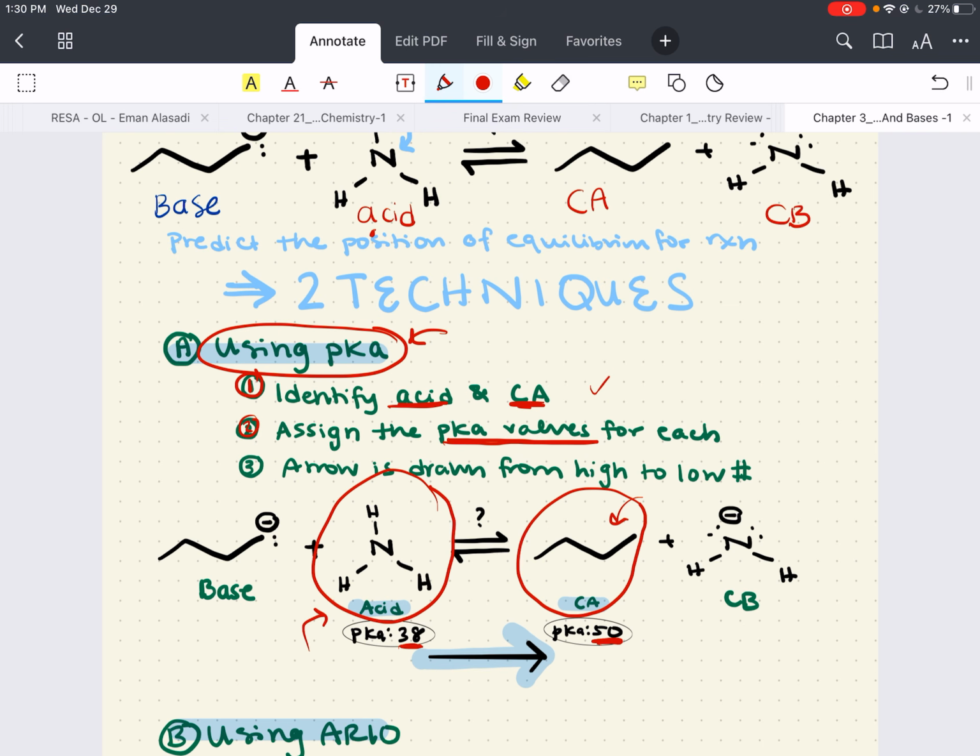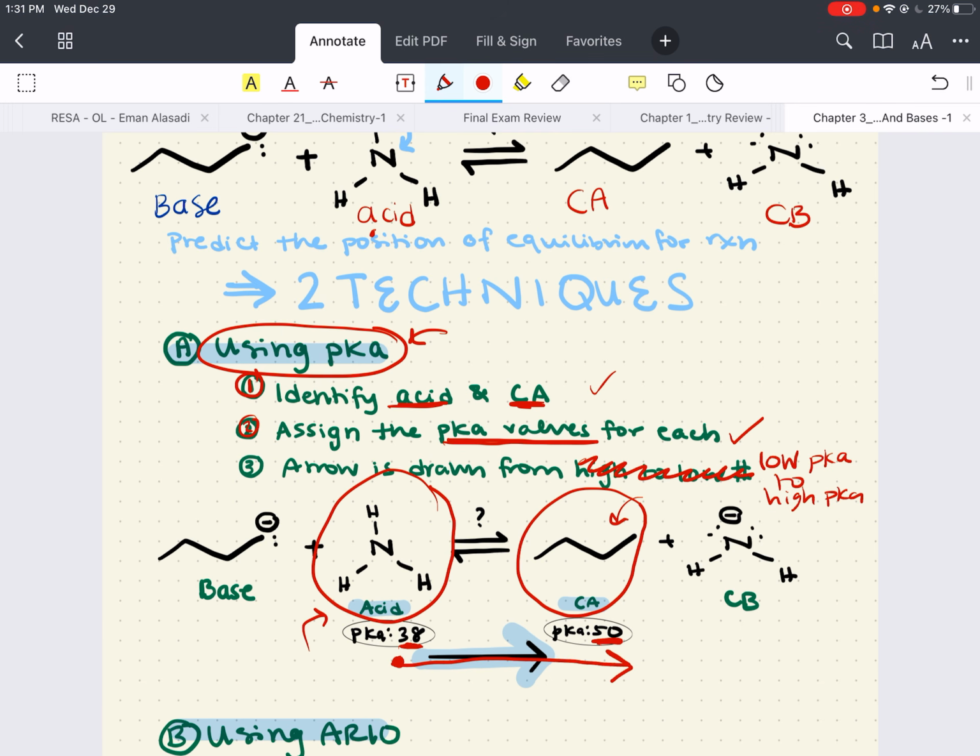All right, so we did the first step. We identified our acid and our conjugate acid, and we gave them pKa values. Now, you want to draw your arrow from, and this is miswritten, sorry, you want to draw your arrow from low pKa to high pKa. All right, so which is lower, 38 or 50? Obviously, 38 is your lower pKa. So you're going to draw your arrow from 38 to 50.